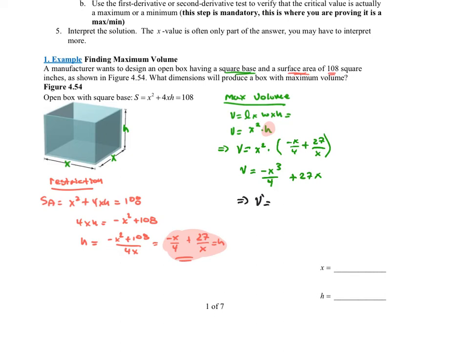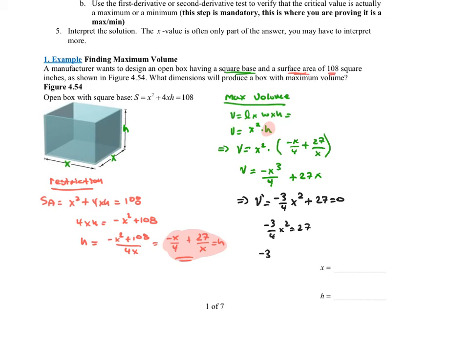The derivative would be negative 1/4 times 3x squared, so that'd be negative 3/4 x squared plus the derivative of 27x, which is simply 27. Set that equal to 0. Let's go ahead and solve. Subtract 27 from both sides. So this would be negative 3/4 x squared equals 27. Multiply both sides by 4.